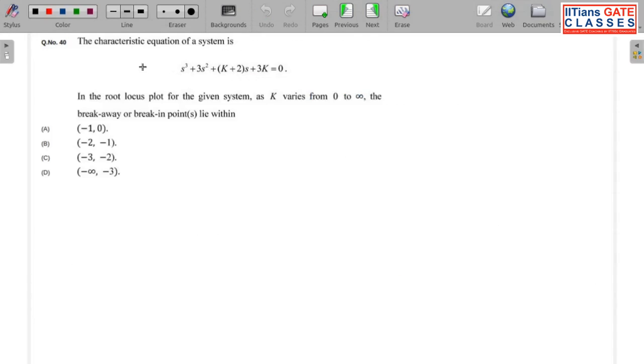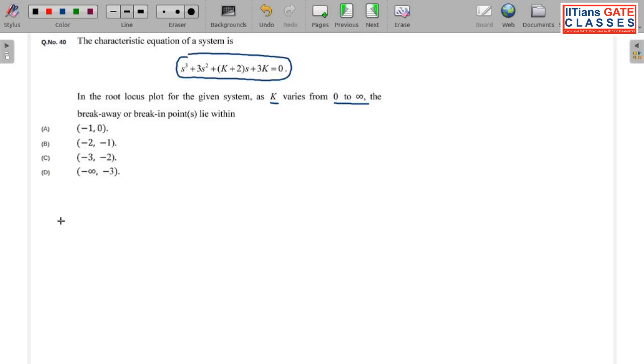So moving on to the next question, this was quite a simple question asked for 2 marks. Okay, the characteristic equation of a system is given by this. In the root locus plot for the given system, as k varies from 0 to infinity, the breakaway or break-in point lies within. So this was simple but quite conceptual. They have asked for the normal root locus, not the inverse root locus, because you can see the value of k varies from 0 to infinity. So first you need to find the open loop transfer function from this characteristic equation given.